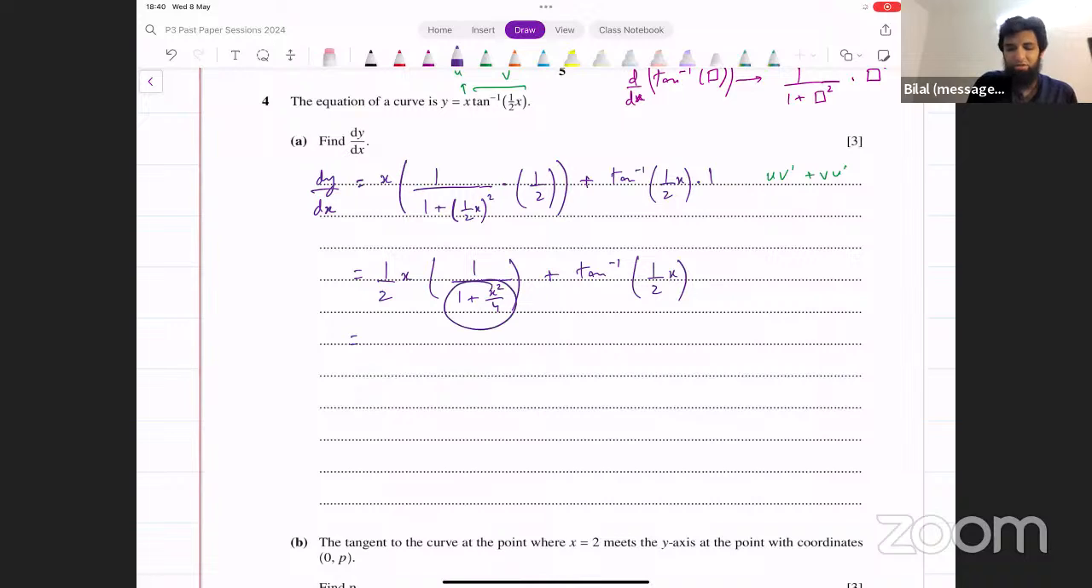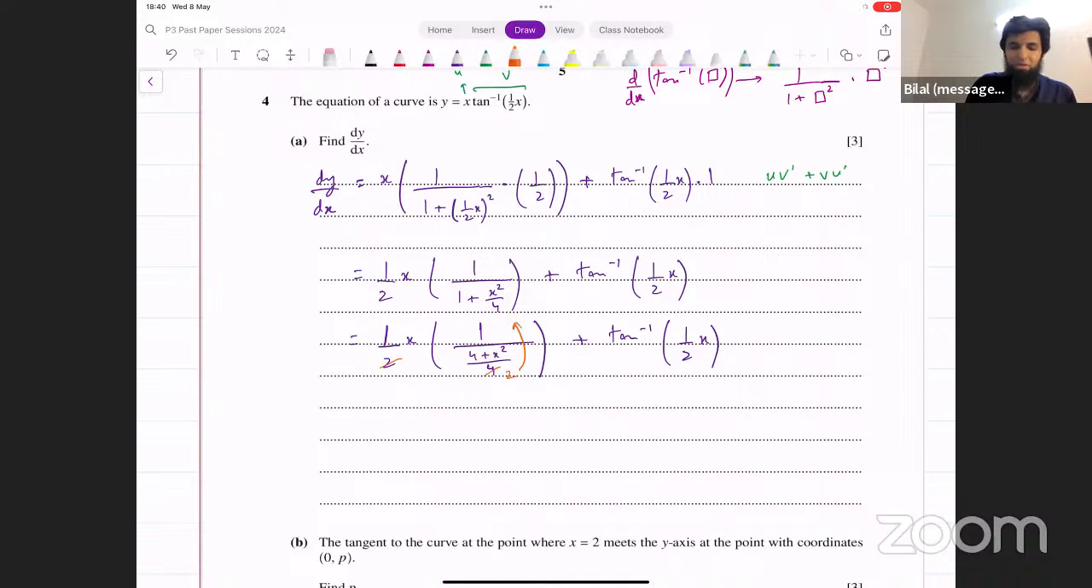In the denominator here, you can take LCM, and it would become half x into 1 over 4 plus x squared divided by 4 plus tan inverse of half x. And then you can do some cancellation. Remember, these 4 cannot be cancelled. Please don't do that. 4 and 2, they get cancelled. You have 2 left here.